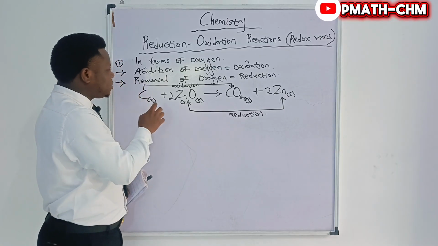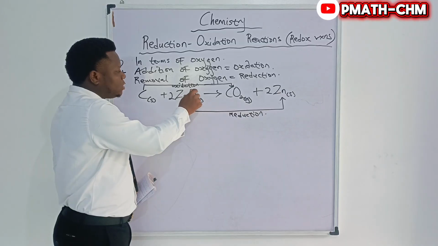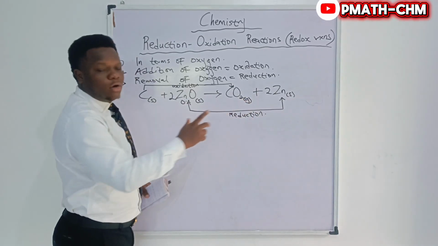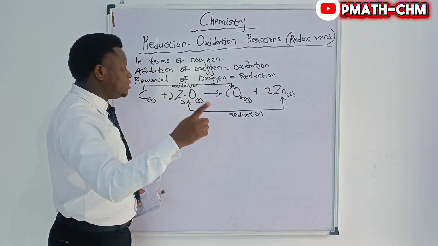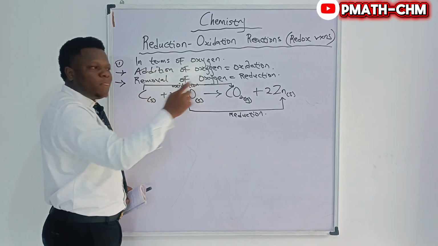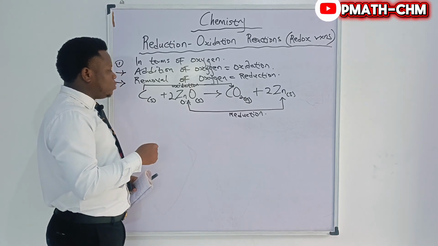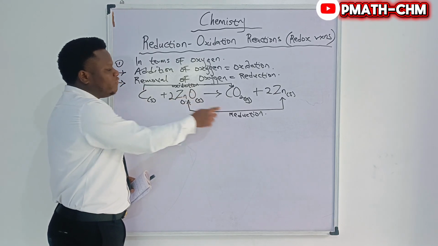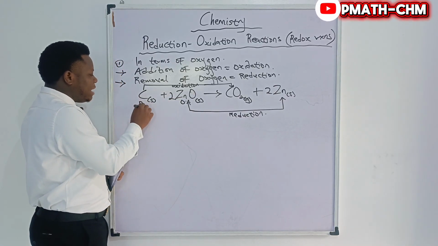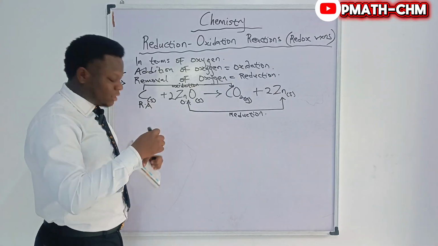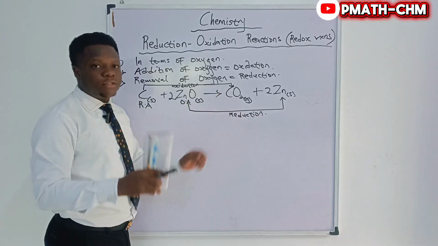Now that said, let's come to this. Zinc oxide is being reduced. Why is it being reduced? Because zinc oxide is losing oxygen. But then remember, zinc oxide wouldn't have been able to lose that oxygen if there was no carbon to accept that oxygen. So we can now say that the substance responsible for the reduction of zinc oxide is carbon. So we call carbon the reducing agent, because it was carbon that caused the reduction, which is the removal of the oxygen from the zinc oxide.